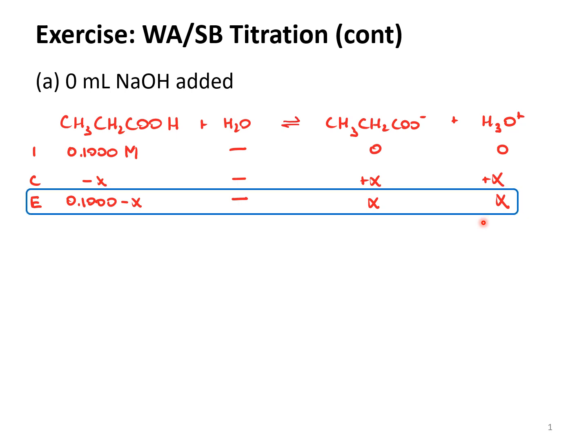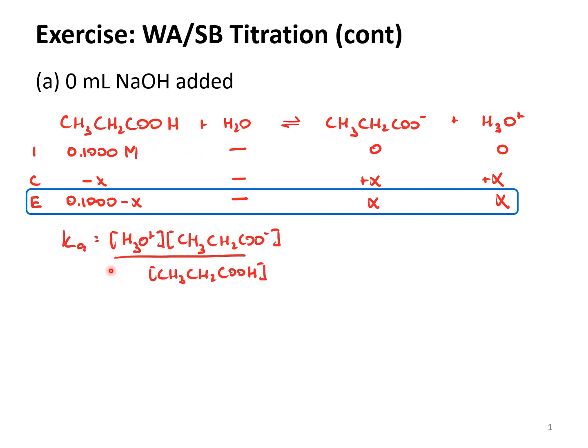This last line in our ICE table is important because these are the concentrations that we will use to calculate the pH. The next step is to write our expression for the equilibrium constant, and since this is an acid dissociation reaction, we have Ka, the dissociation constant for the acid, equals the concentration of the products, which are H3O+ and propanoate, divided by the concentration of the reactant, which is propanoic acid.